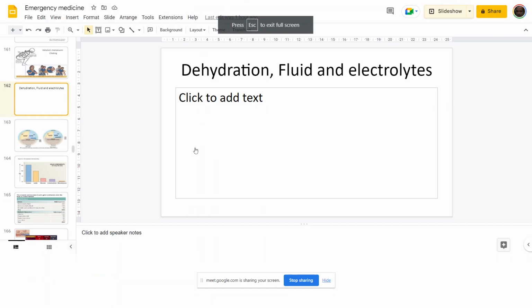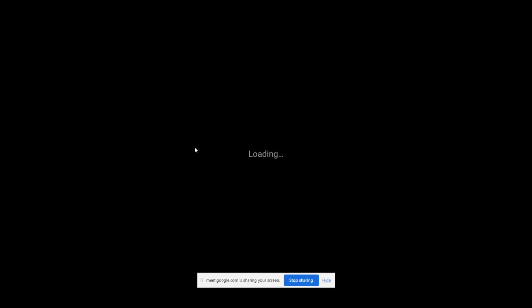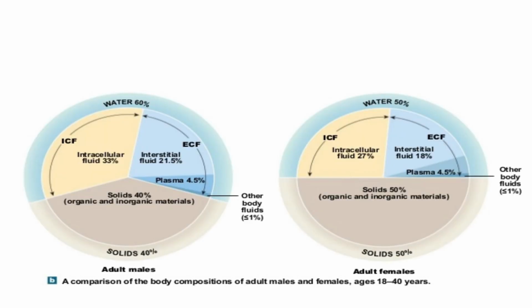The next part is about fluid and electrolytes, and the emergencies produced due to impairment of the fluid and electrolyte balances. Before we go into that, we'll first have some idea about how the fluid and electrolyte balance is maintained and what the issues are. A very brief look at the physiological aspects of fluid and electrolytes.